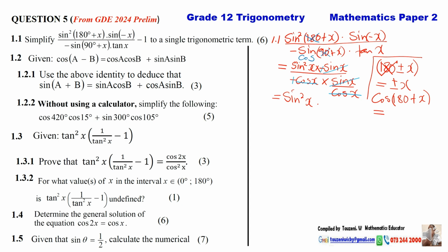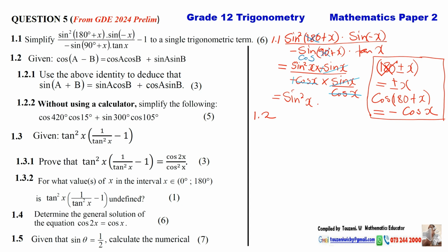If the answer on the calculator is positive, this must give you a positive. If the answer on the calculator is negative, then it means this is a negative cos x. So if it happens that you have forgotten, you can use your calculator to check the sign. The sign must be correct because if it's not correct, the whole answer is also not correct. That is question number 1.1 answered.